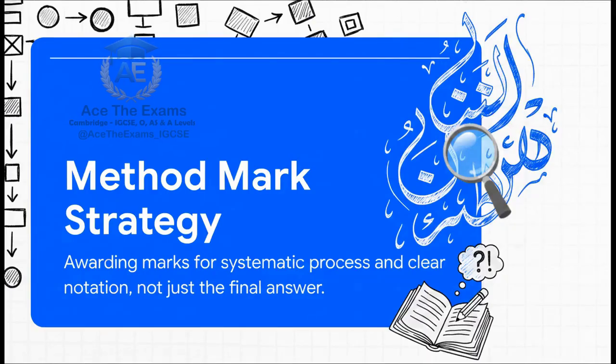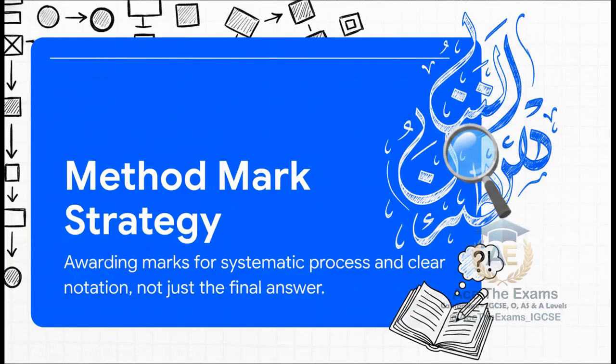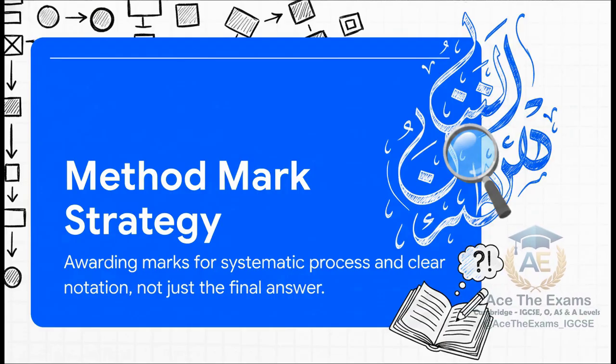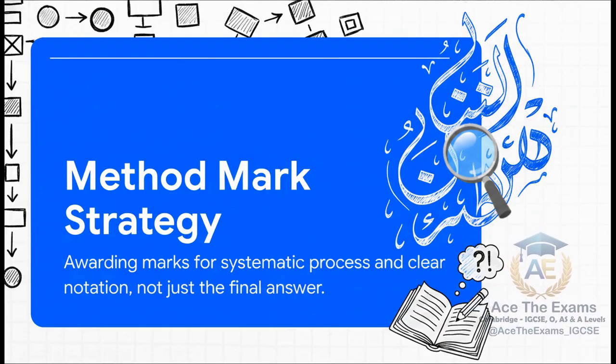Now, here is a concept that acts as a total secret weapon. I call it the method mark strategy. In a lot of complex disciplines, you get points for the systematic process and clear notation, not just the final answer. In your Arabic essays, examiners actively reward transparent analytical frameworks.